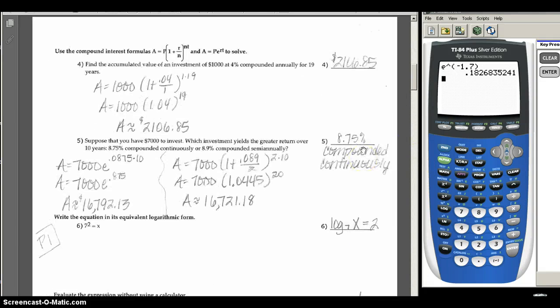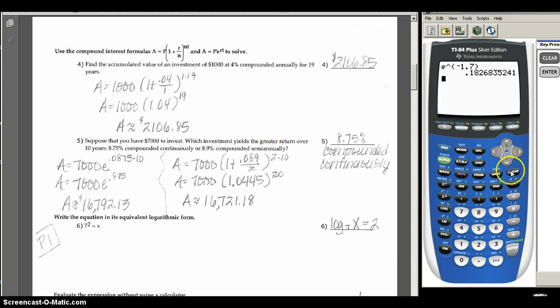Number 4. Use the compound interest formula and the continuous interest formula to solve. Find the accumulated value of an investment of $1,000 at 4% compounded annually for 19 years. So I have to use my compound interest formula, the first one. I've plugged all of my information in. My principal is 1,000. My rate is 4%, so 0.04, compounded annually, so my n is 1. I also have my n and my exponent times 19 years.